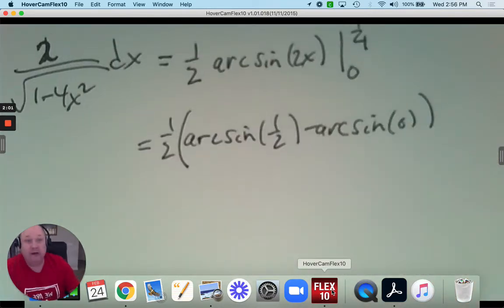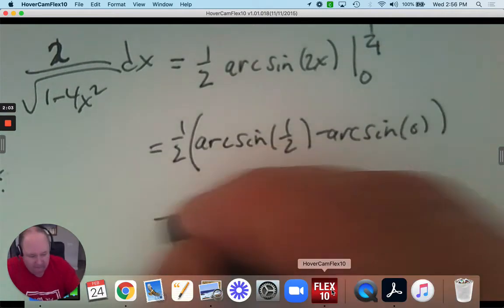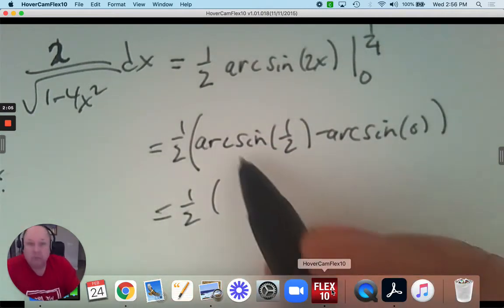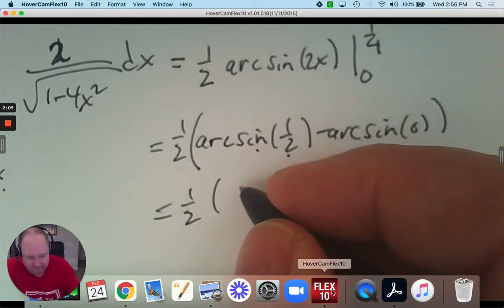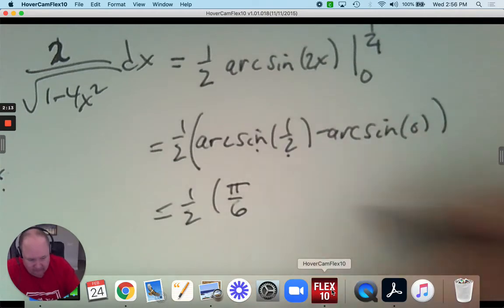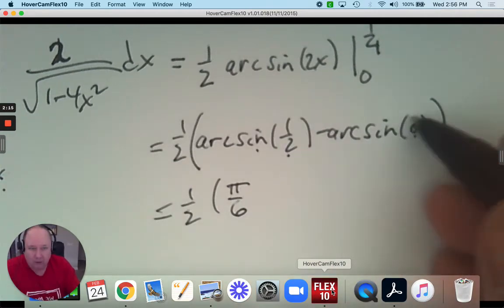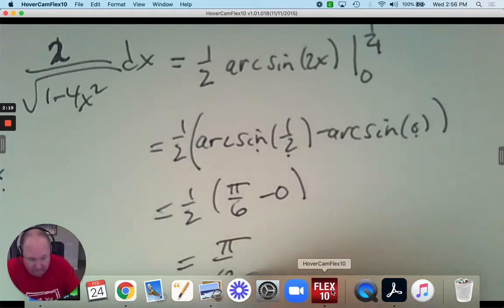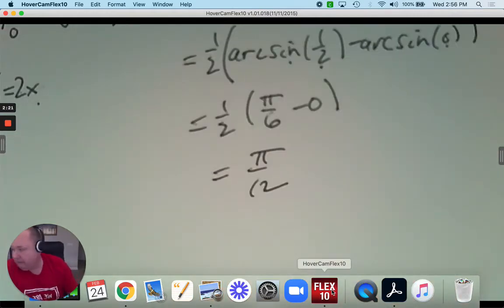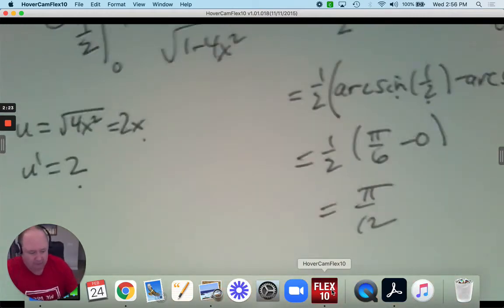And then you have to simplify this. So arc sine of 1/2, where is the y coordinate 1/2? That angle is at 30 degrees or pi over 6. Where's the y coordinate 0? And the answer is 0. So if I put this together, the answer is pi over 12. All right, on to number 2.